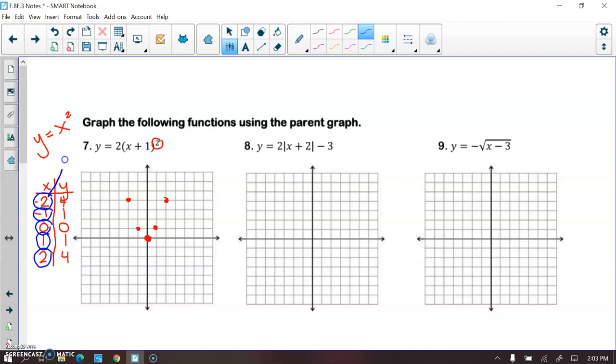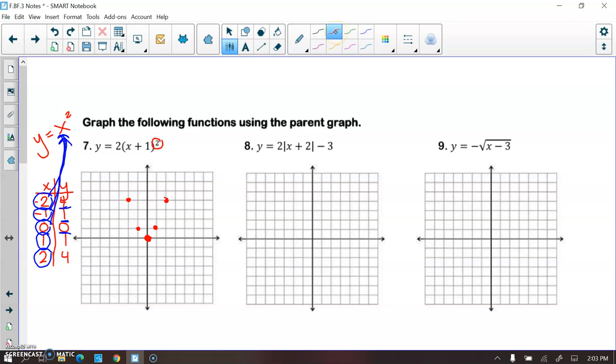So if I put -2 in for x, -2 squared is 4. So that's how I got the y value of 4. If I put -1 in for x, -1 squared is 1, so that's how I got a 1. If I put 0 in for x, 0 squared is 0, so that's how I got a 0, and so forth.